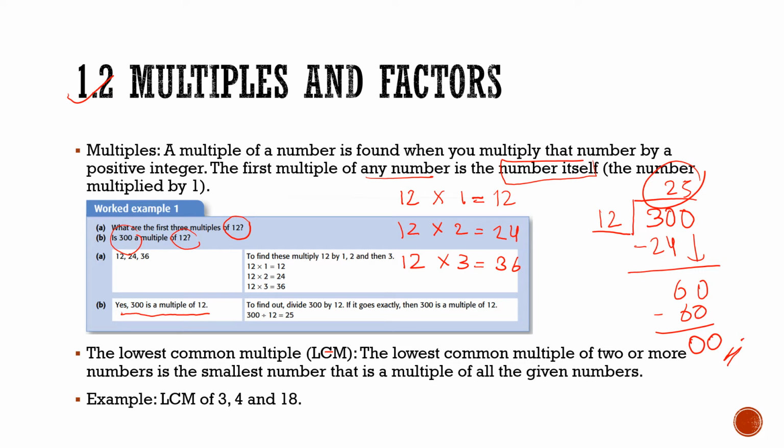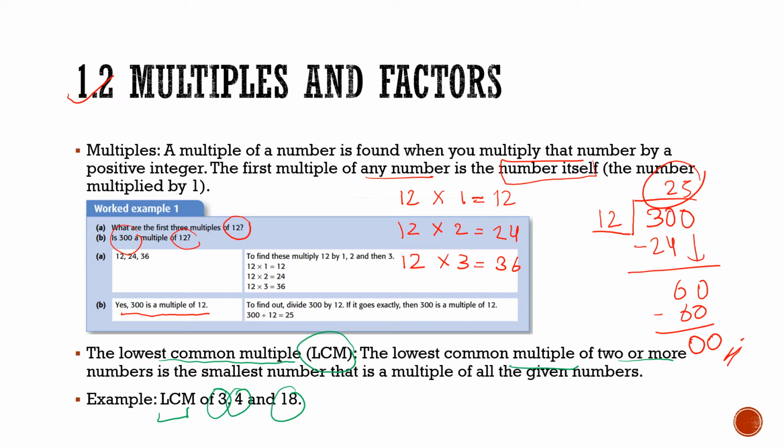Now, we must also look at the lowest common multiple, often known as LCM, which is the smallest number that is a multiple of two or more given numbers. Basically, let's look at an example. What is the LCM of 3, 4, and 18?